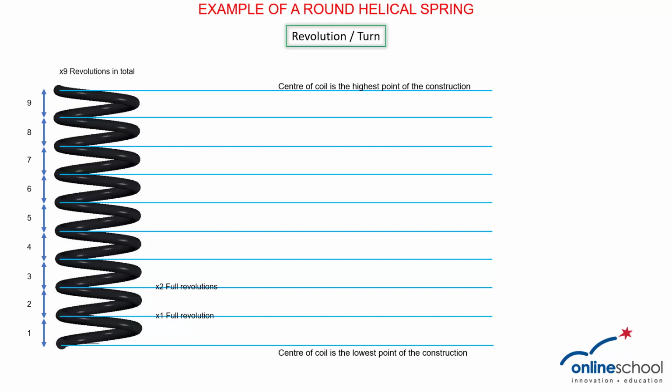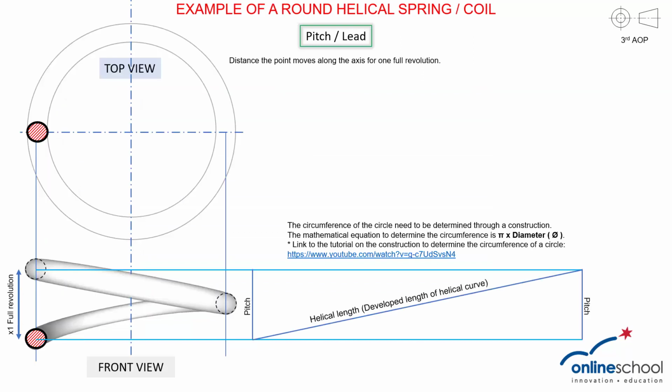Normally we do not do as many revolutions for an example because the construction will take too long. We normally do 1 full revolution, 1.5 revolutions, or 2 revolutions. Those are the most common amount of revolutions used in our examples for school. Let's take a close look at the pitch or lead of a full revolution.